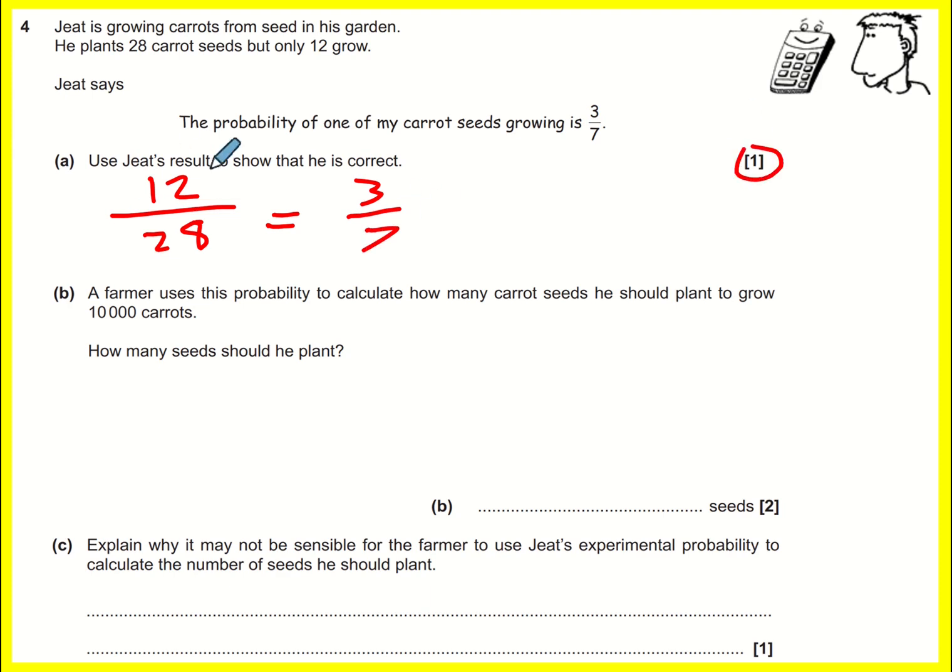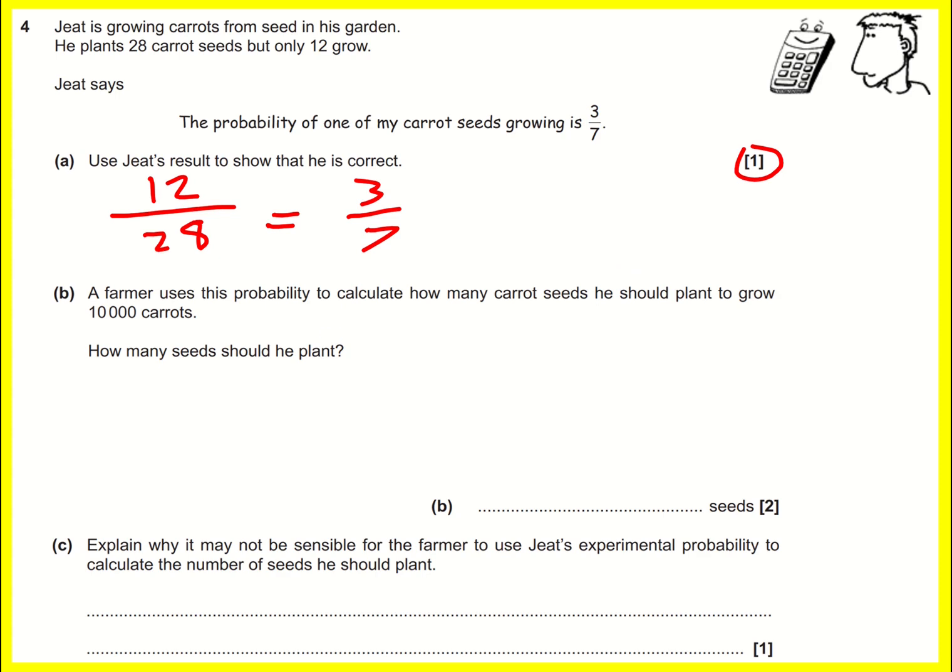I think that's enough. As long as I've got that fraction 12 over 28 and I set it equal to 3 over 7, that should be sufficient. A farmer uses this probability to calculate how many carrot seeds he should plant to grow 10,000 carrots. How many seeds should he plant?